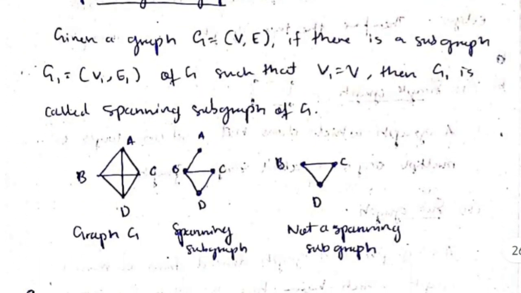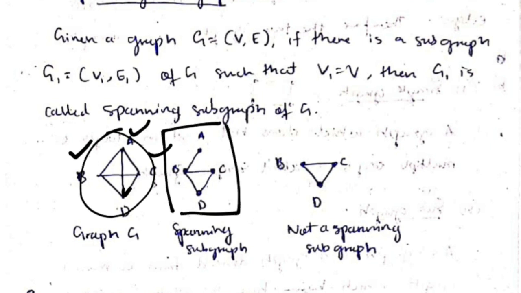The fourth one is spanning subgraph. Consider a main graph here, and in this graph we have 4 vertices, which are A, B, C and D. Now in a spanning subgraph all these vertices should be there in the subgraph, but this is not a spanning subgraph because A is not present.